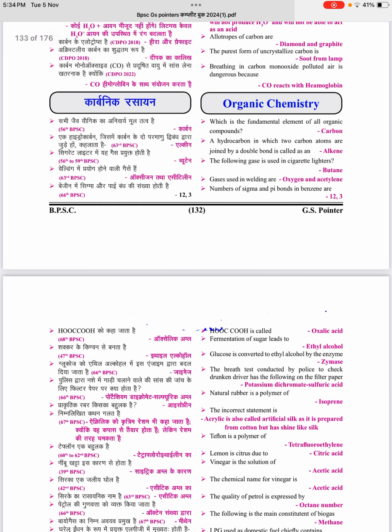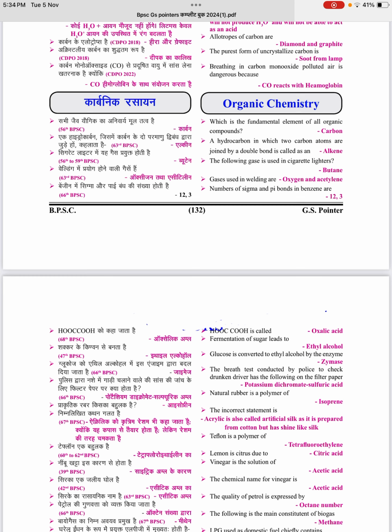The purest form of uncrystallized carbon is soot from a lamp. Breathing in carbon monoxide polluted air is dangerous because carbon monoxide reacts with hemoglobin to form carboxyhemoglobin. Organic chemistry: the fundamental element of all organic compounds is carbon. A hydrocarbon in which two carbon atoms are joined by a double bond is called alkene, single bond alkane, and triple bond alkyne. The gas used in cigarette lighters: butane.